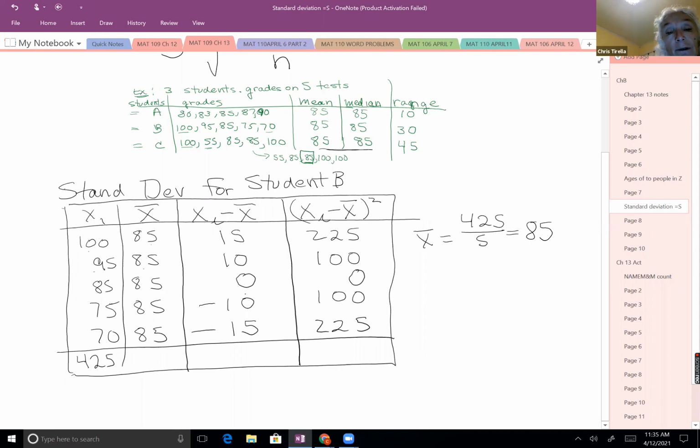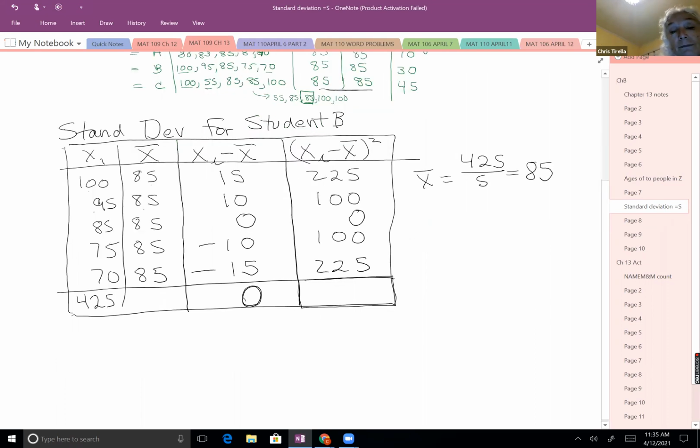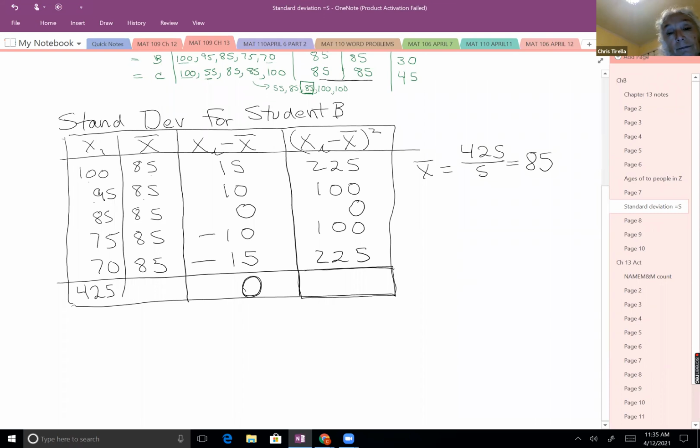I'm going to do a quick check. This middle column should add to 0. If it's not 0, it should be pretty close to 0. This next column, could somebody please add that for me and tell me what you get? 650. Beautiful. So now we're going to take that 650 and divide it by the same thing we divided by for our mean. So when I take 650 and divide it by 5, what do you get? 130. And the standard deviation is the square root of that.